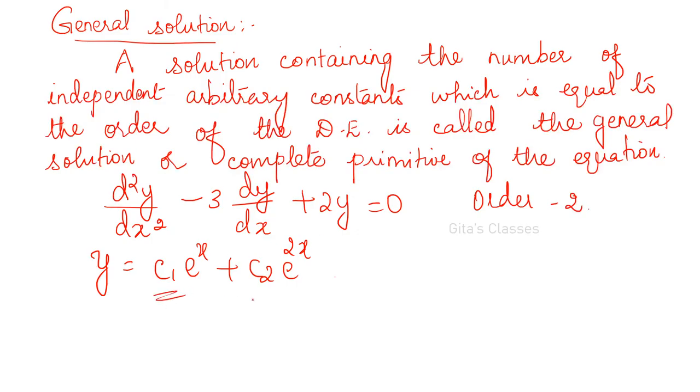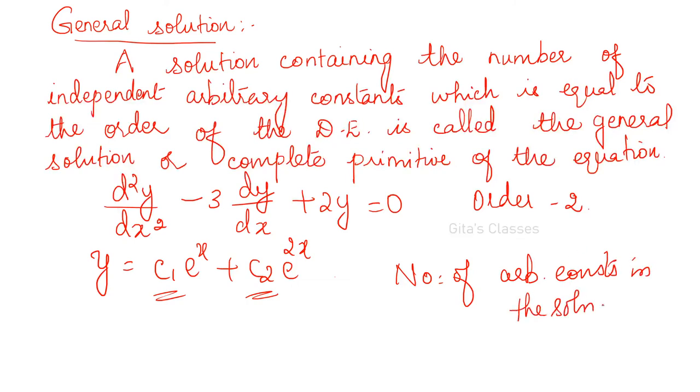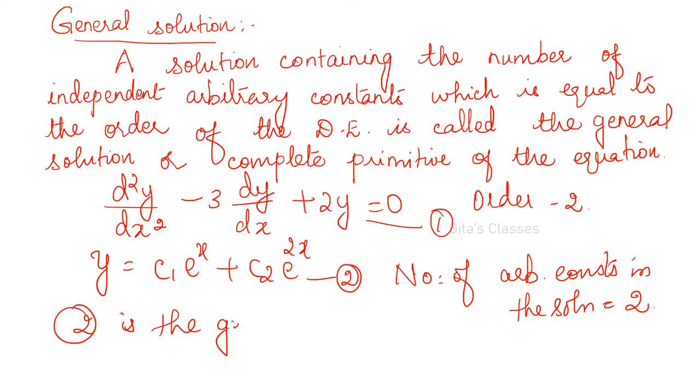And how many arbitrary constants do you have in the solution? c1 and c2. So the number of arbitrary constants in the solution is also 2. Therefore, it is called the general solution. Let us give equation number 1 to the differential equation and 2 to the solution. So 2 is the general solution of equation number 1. When will you say that it is a general solution? The number of constants should be equal to the order of the differential equation.